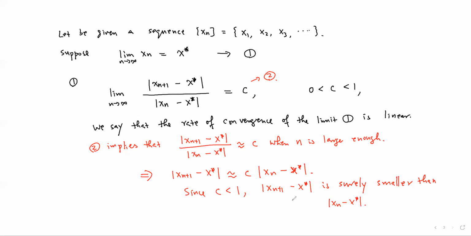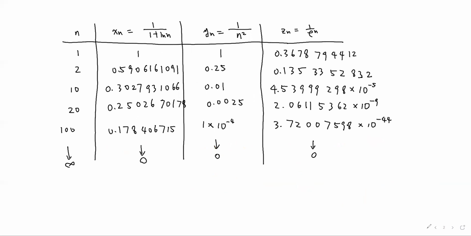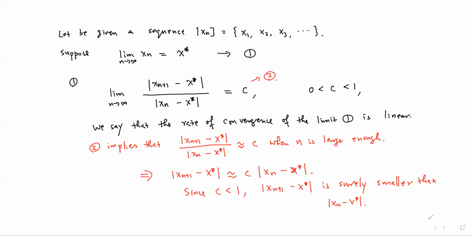Now, second, go back to the example 1. Go back to this example. We have 3 sequences. Which one converges to 0 linearly? Take a look. Definition is here.